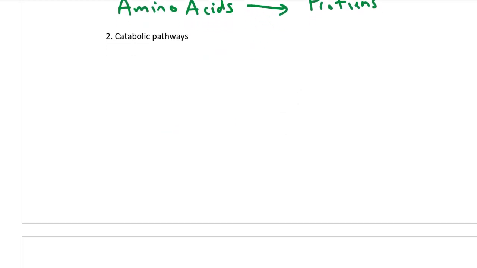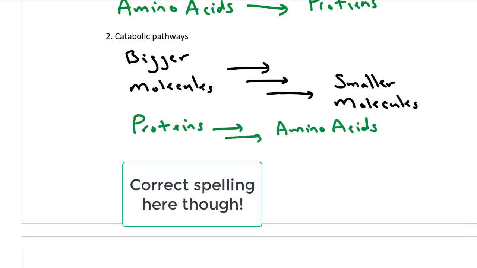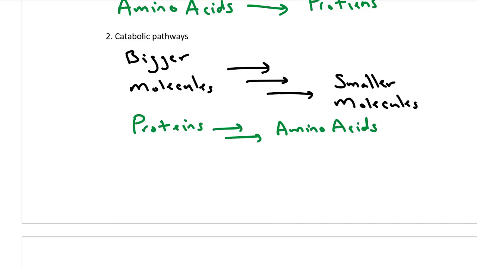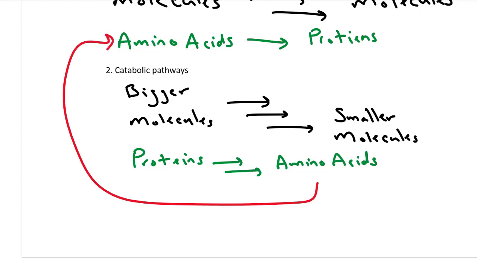Catabolic pathways are the opposite, where bigger molecules are broken down into smaller molecules. An example of this would be the opposite of amino acids to proteins: proteins being broken down to amino acids. For example, the proteins that you eat in your meal, those foreign proteins, not your own proteins, are broken down by your cells to their amino acids, and then the amino acids are used in anabolic pathways to build your own proteins.